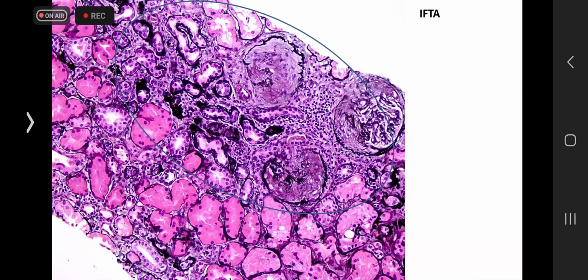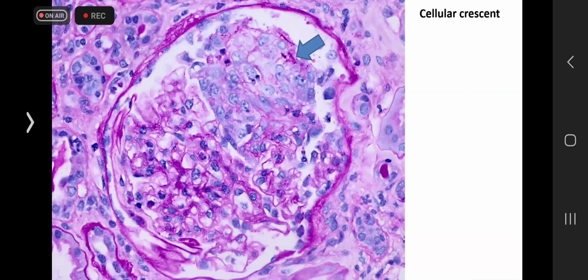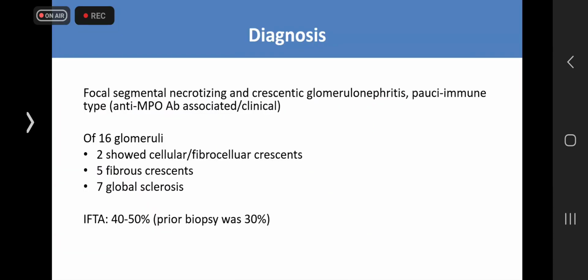Next slide, please. But there was some evidence of activity still in the second biopsy. So you can see here pointed out by an arrow, an example of cellular crescent. Next slide, please. So in summary, the second biopsy again showed pauci-immune focal segmental necrotizing glomerulonephritis, and IF and EM showed a similar finding as before.